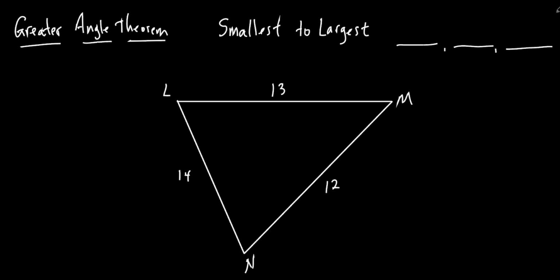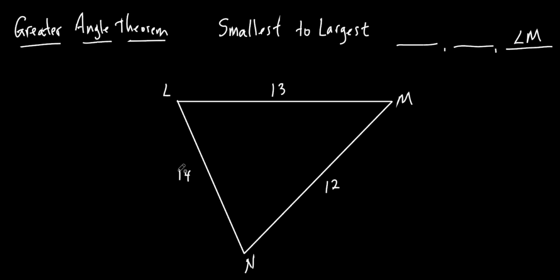So let's take a look. Again, let me read the theorem again. It says the larger angle is opposite of the larger side. So which one's the largest side here? 14. Which angle is opposite the 14? Angle M. Okay, so where do I put angle M here? Do I put it first, second, or third? Put it third, because that's the largest angle, because it's opposite the largest side.